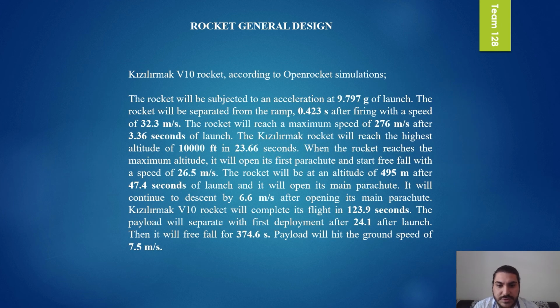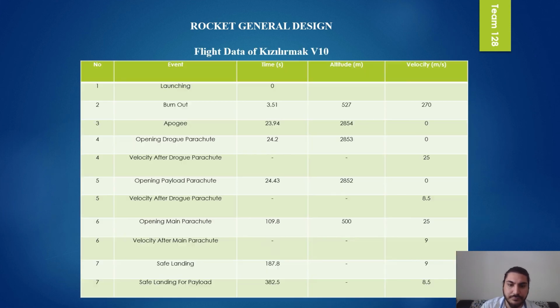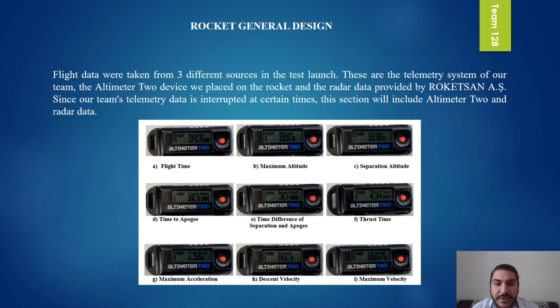The values in the chart on the previous page are explained here in order. Here, the data in the previous graph are tabulated, and the maximum altitude is seen as 2,854 meters. We obtained the data of our rocket in 3 different ways. These are the telemetry system produced by our team, the altimeter 2 device mounted on the rocket, and high sensitivity radar of our sponsor Rocket.